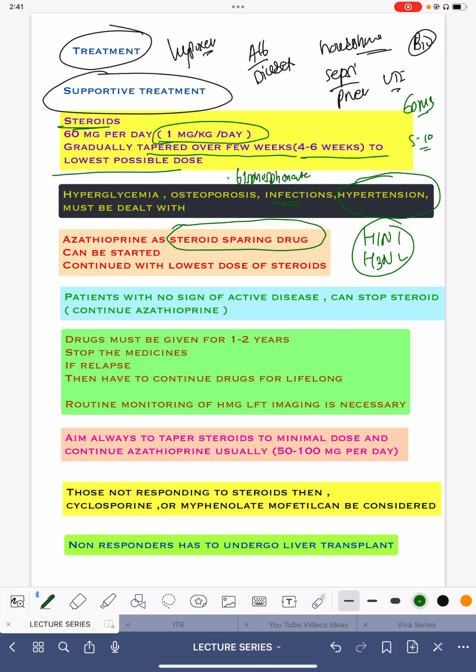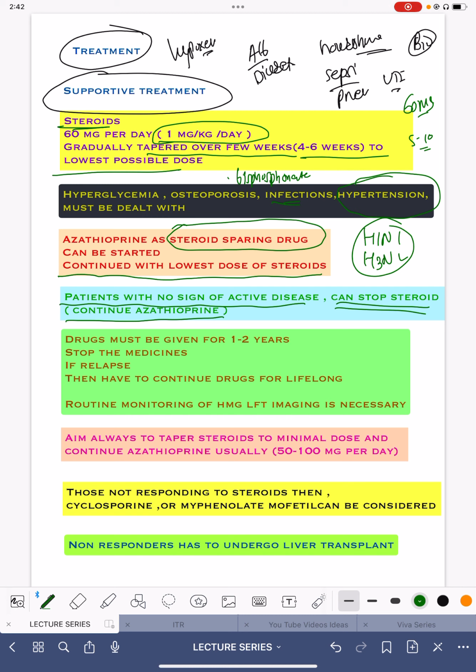It can be started on the first day with steroids, or after a few days of starting steroids. Mostly azathioprine has to be continued lifelong with the lowest possible dose of steroids, or if the patient is very well controlled on steroids, then preferably we can stop the steroids and simply continue azathioprine at the lowest possible dose for the rest of life. If there is no sign of active disease, we can stop the steroid after 1, 2, 3, or 4 months, and simply continue azathioprine at its lowest possible dose.